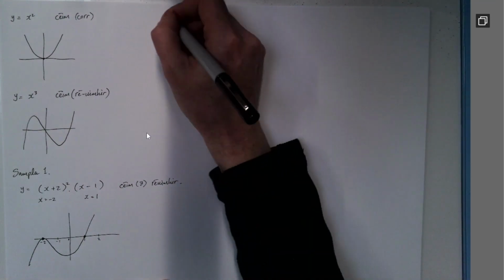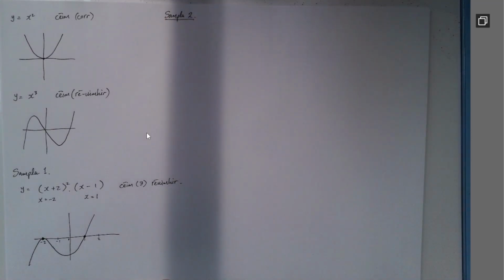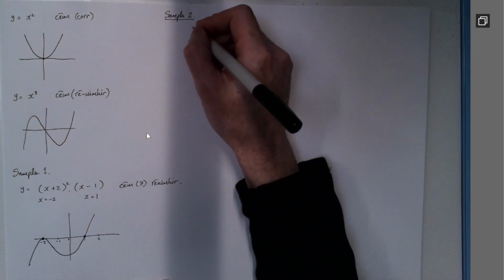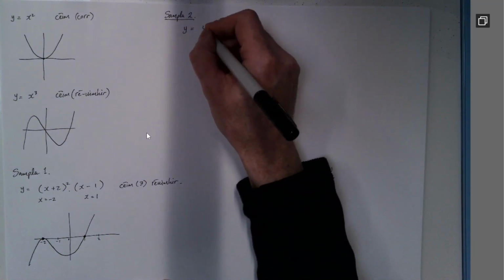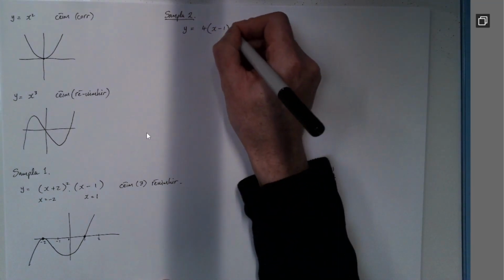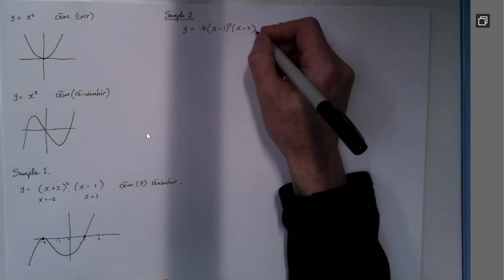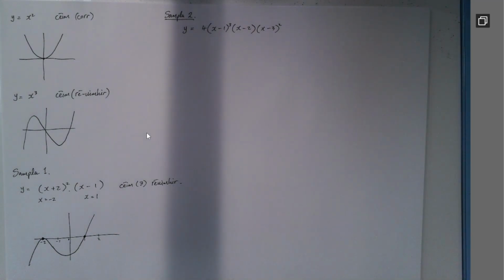Right. So here's another example. It's different. y equals 4 times (x minus 1) cubed times (x minus 2) squared times (x minus 3) squared. Sketch the graph.